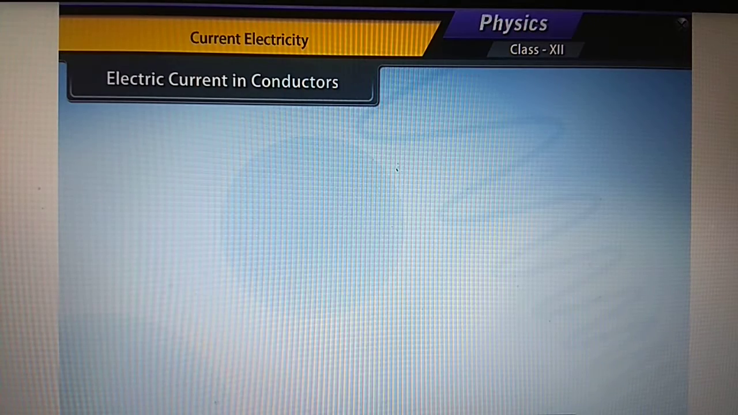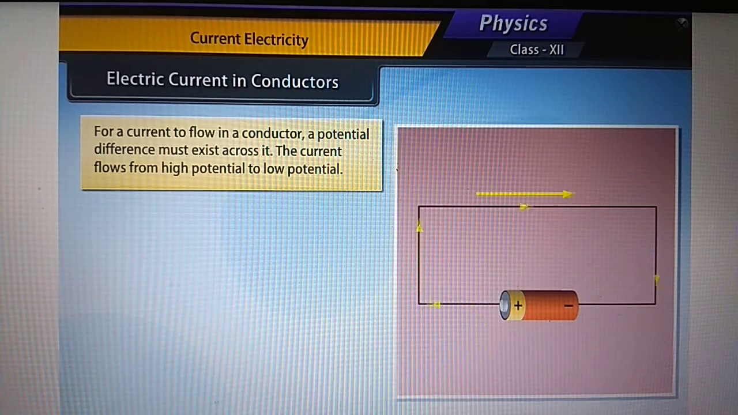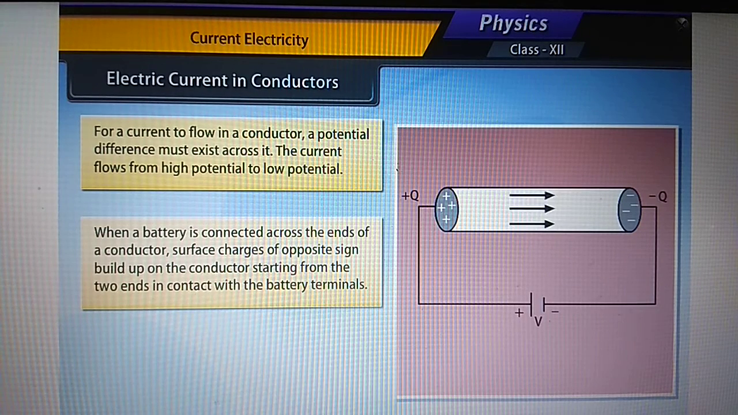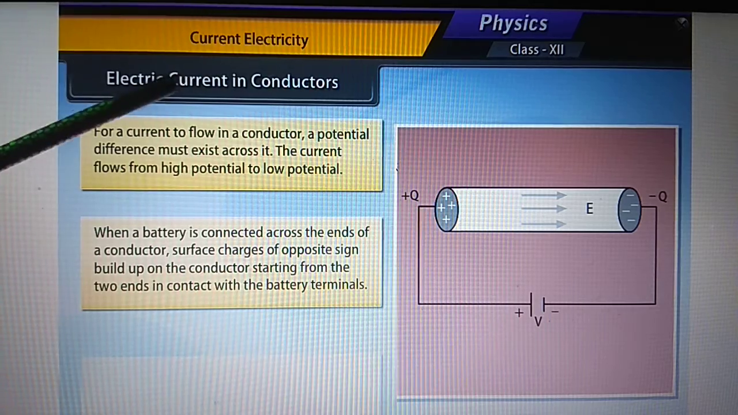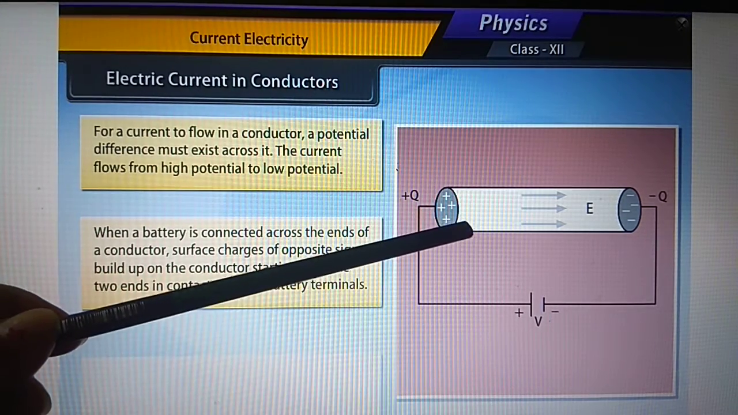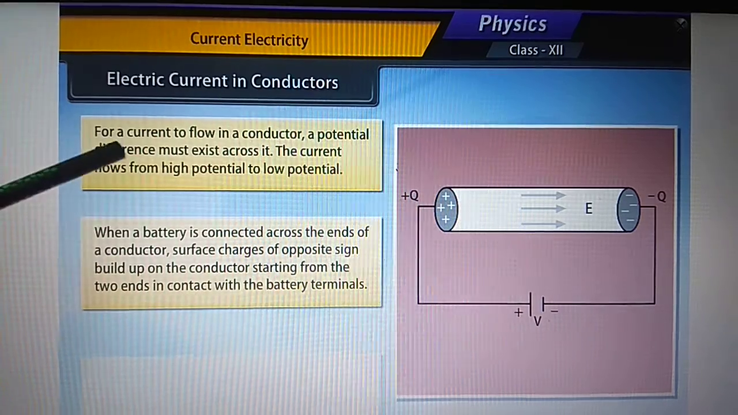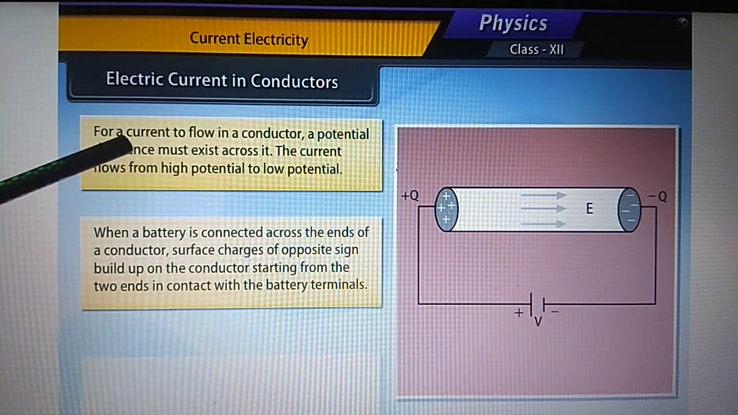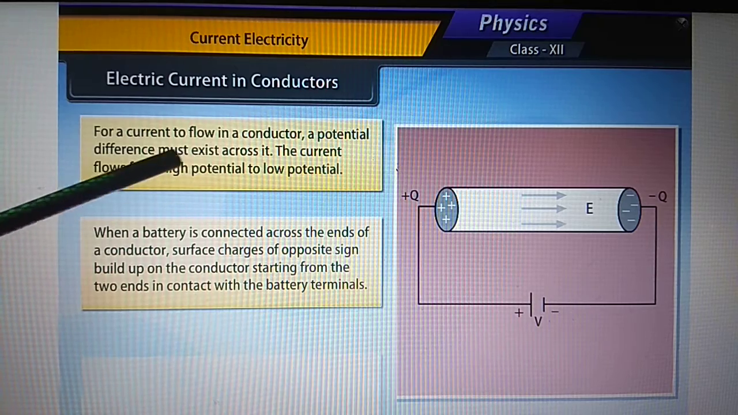Electric current in conductors. For a current to flow in a conductor, a potential difference must exist across it. The current flows from high potential to low potential. When a battery is connected across the ends of a conductor, surface charges of opposite sign build up on the conductor, starting from the two ends in contact with the battery terminals. Now, electric current in conductor. Let us assume you just take a conductor. For a current to flow in a conductor, a potential difference must exist.